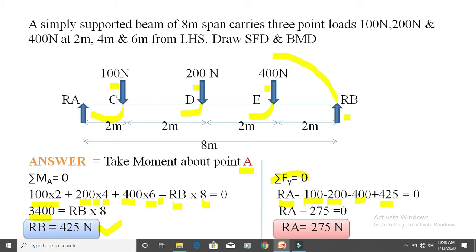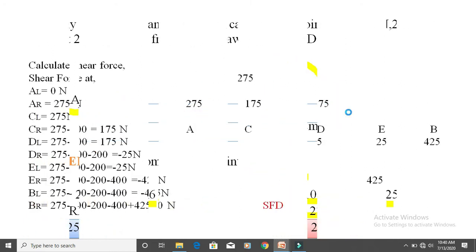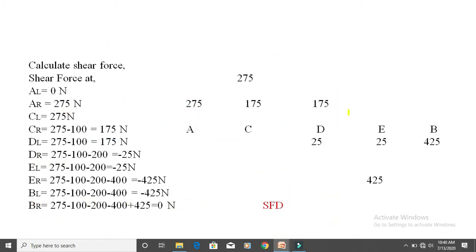After calculating minus 100, minus 200, minus 400 plus 425 in the calculator, we got an answer of minus 275. So moving that 275 towards 0, we get RA is equal to 275 Newton. So this is the value of the reaction at A. So this is about RA and RB. Then the next step is to calculate the values of shear force.